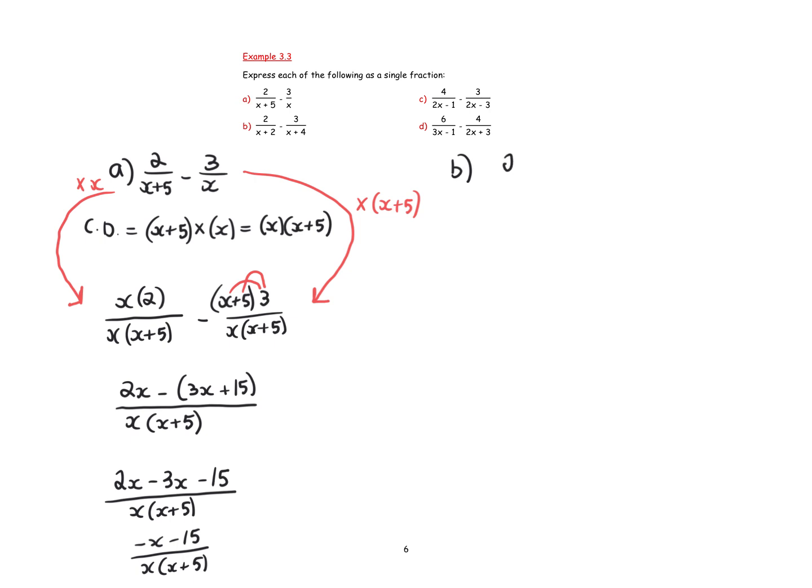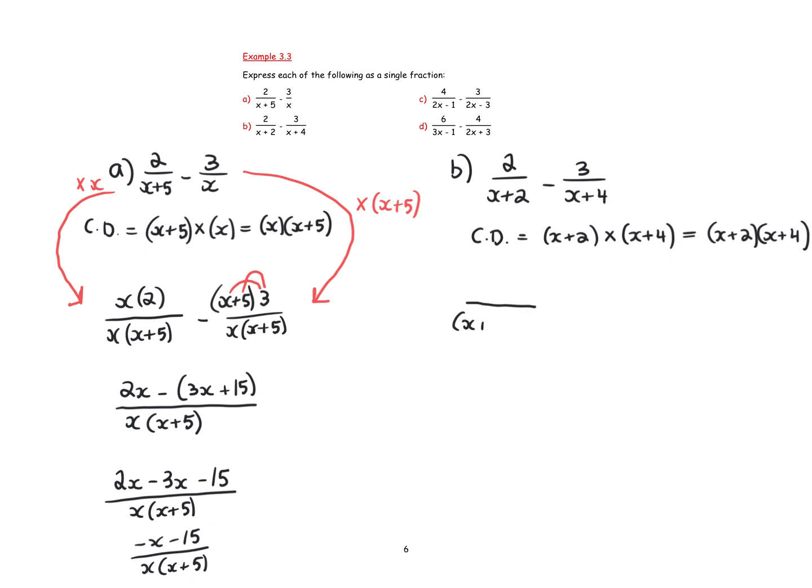The only difference is the two denominators have a variable plus a constant. We have 2 over x plus 2 minus 3 over x plus 4. The common denominator for both of these is x plus 2 multiplied by x plus 4. That will give us x plus 2 times x plus 4. Now that we have our common denominator, we change both fractions to have the common denominator.